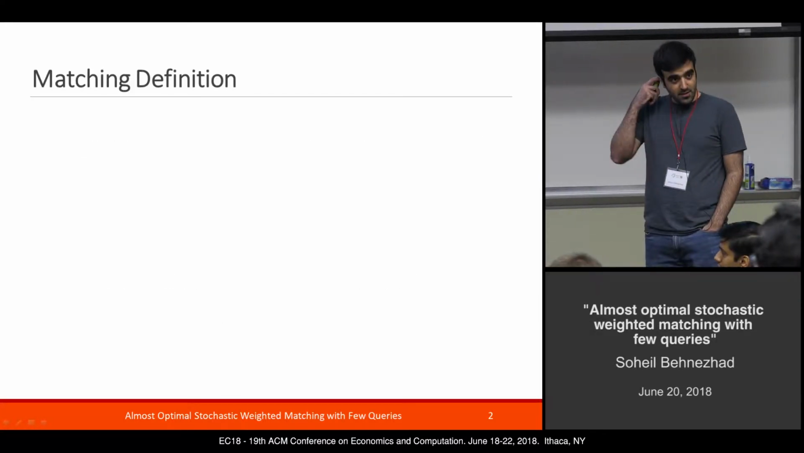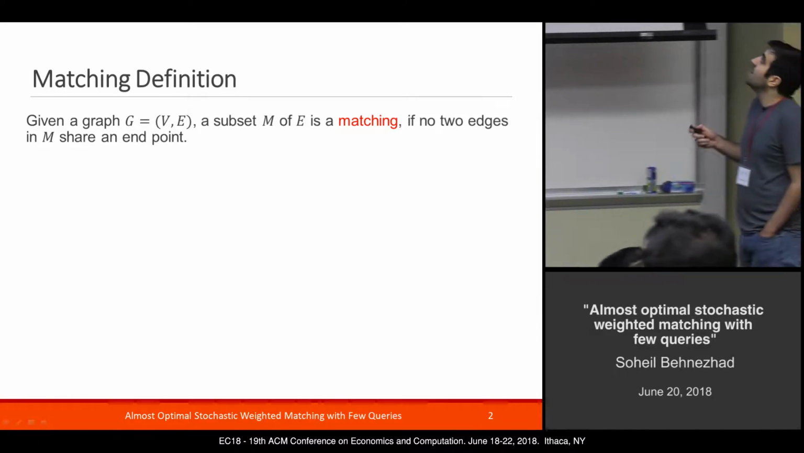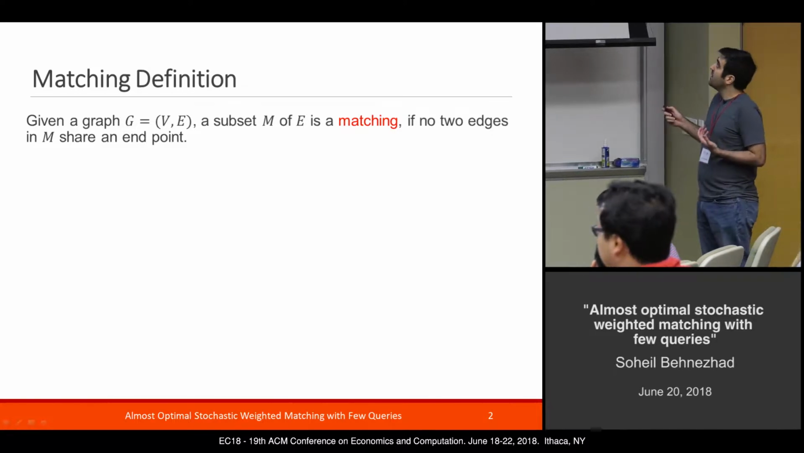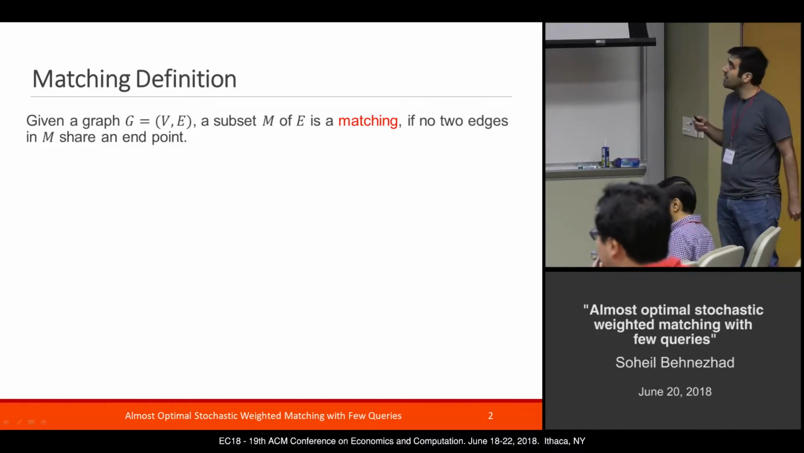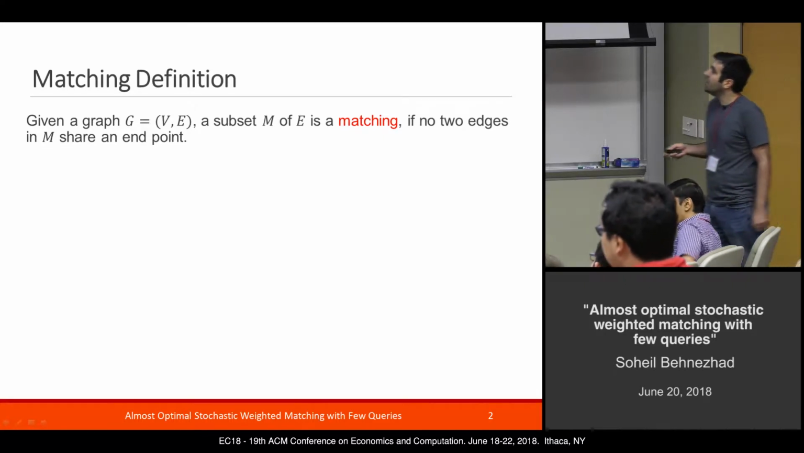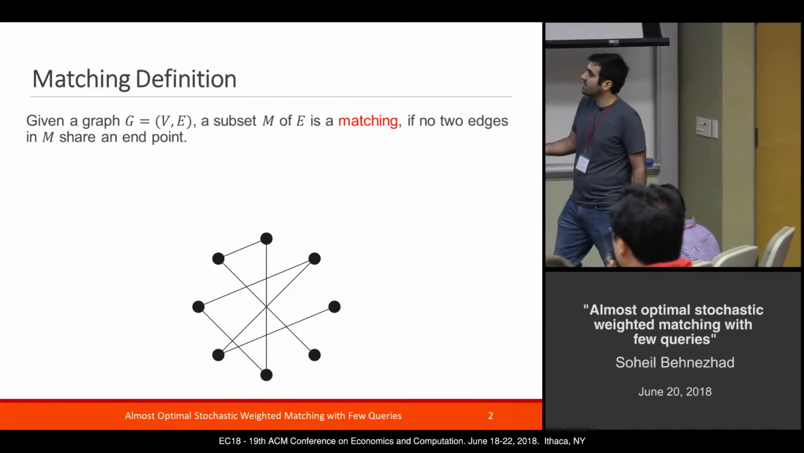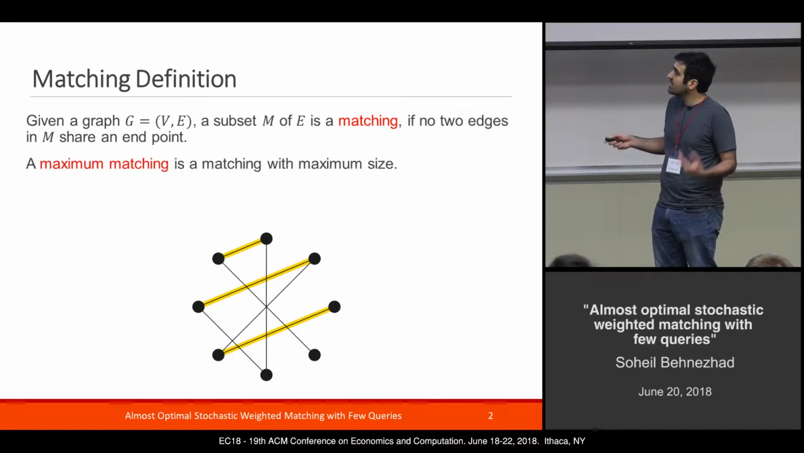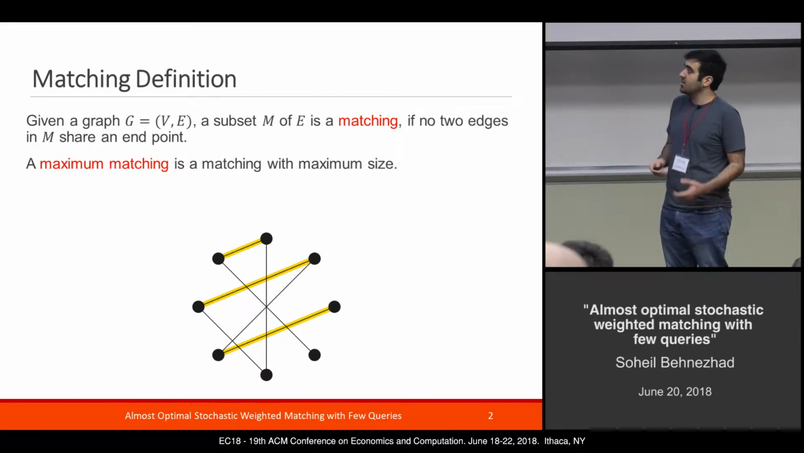Okay, so I'll start with the definition of matching. You're given a graph G, and a subset M of its edge set E is called a matching if no two edges in M share an endpoint. So for example, this subset of the edges is a matching, and a maximum matching is a matching with maximum size, right?